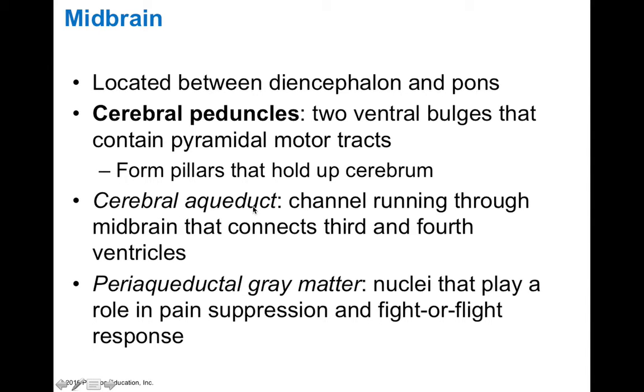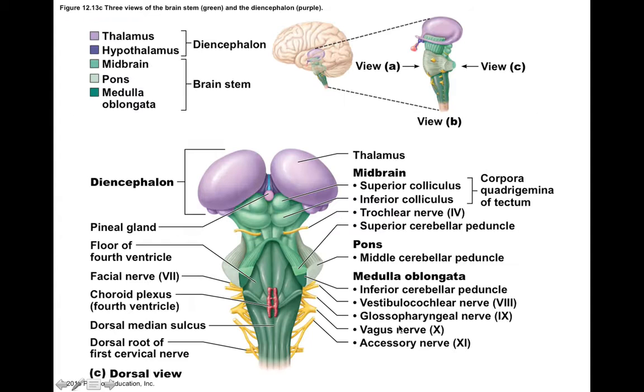Now, the cerebral aqueduct is right in the middle of the midbrain. It's a channel that runs through it, and it connects the third and fourth ventricles. There's some gray matter around this cerebral aqueduct we call periaqueductal gray. And this contains nuclei that play a role in pain suppression as well as the fight or flight response.